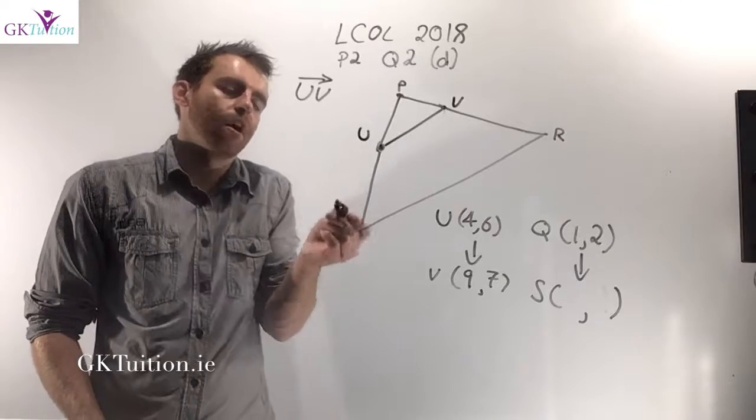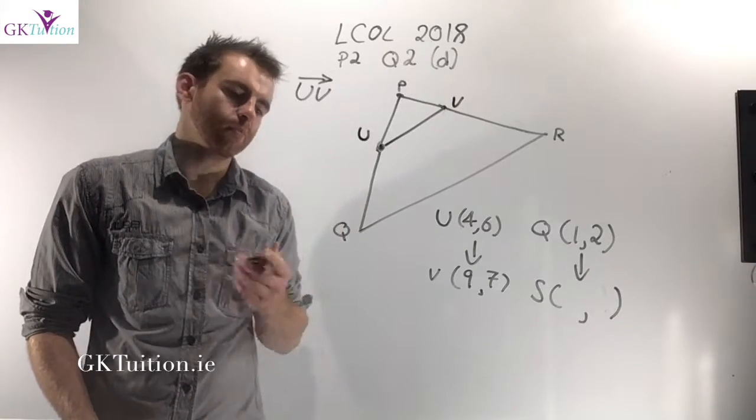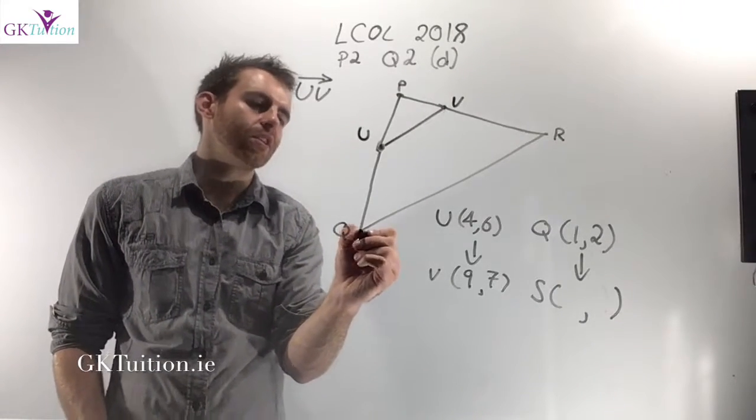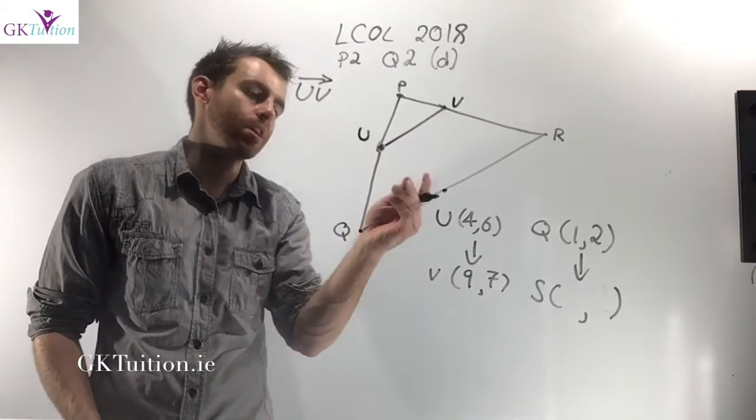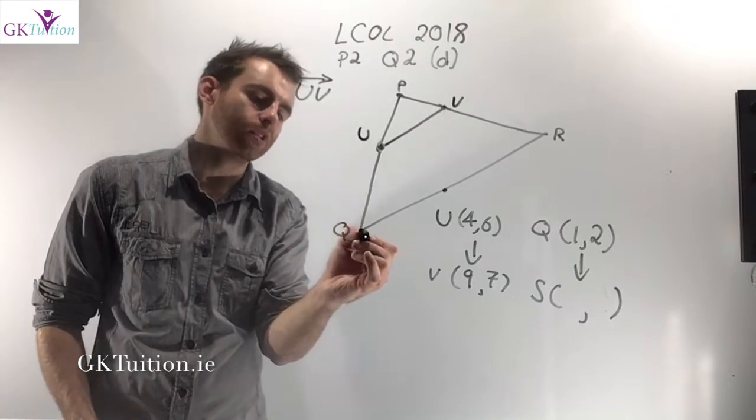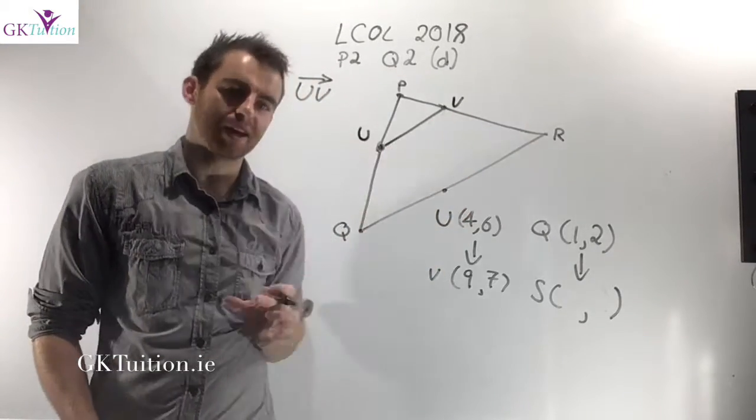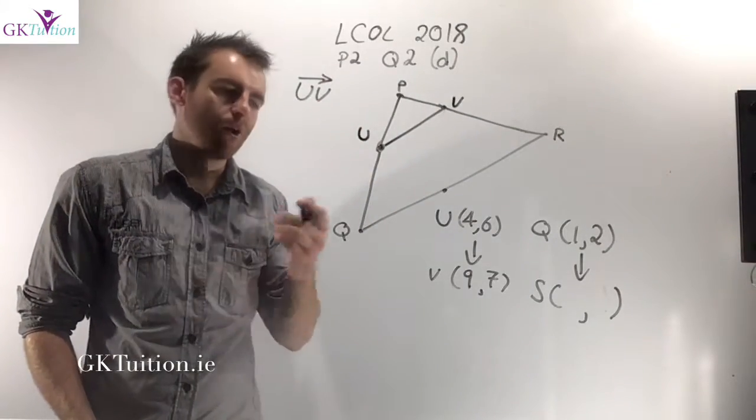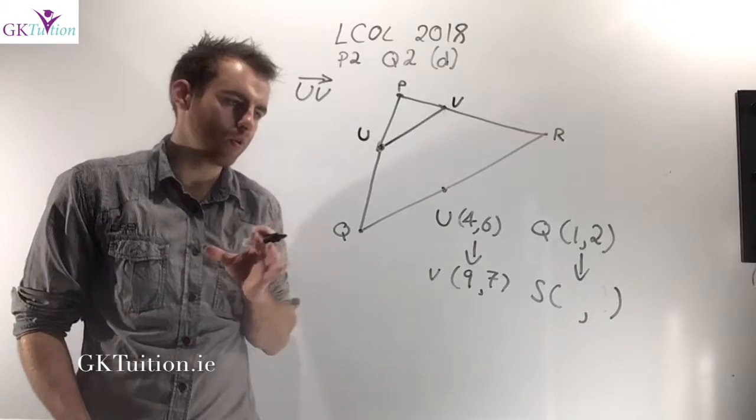So I know that I'm looking for the image of Q under the translation U to V. That means we're starting off at Q and we're moving the distance U to V. Based on my graph, the distance from U to V, but we're starting at Q. That means we start at Q and we're going that way. Roughly that distance is the same as that distance. We go up the same amount, we go across the same amount. Now obviously that's a completely rough estimate, but that just allows you to visualize what's going on.